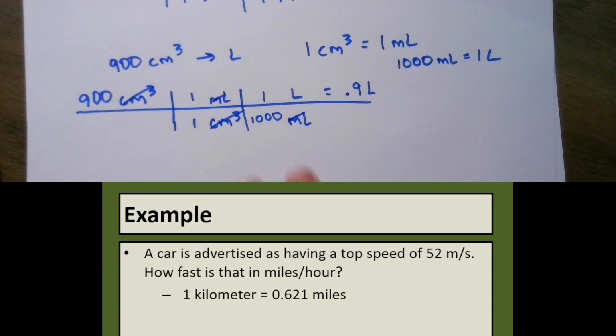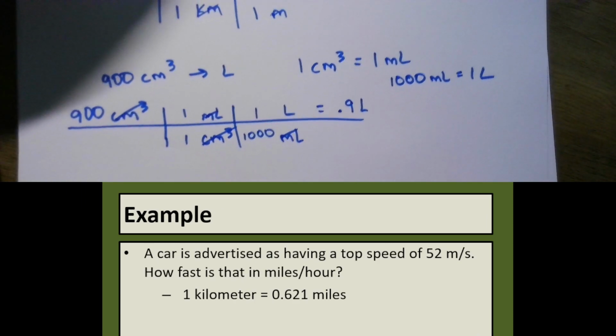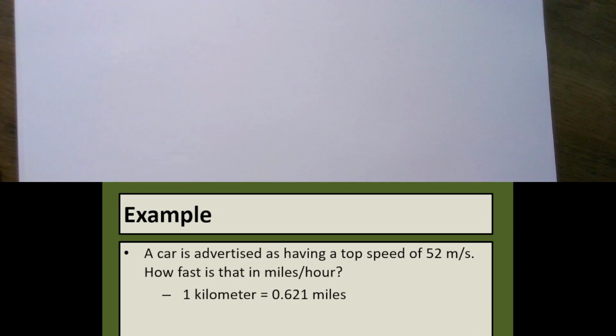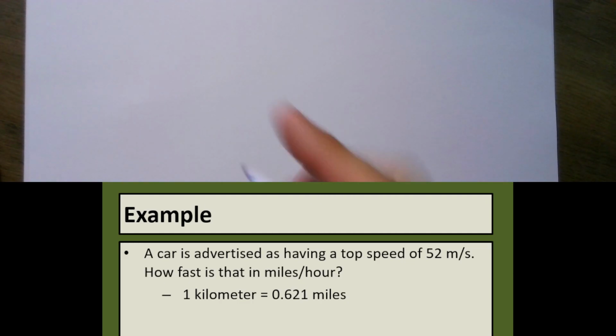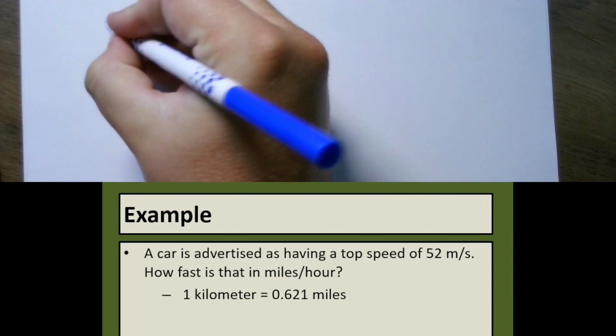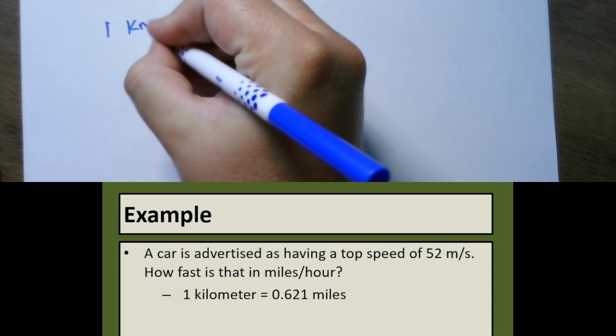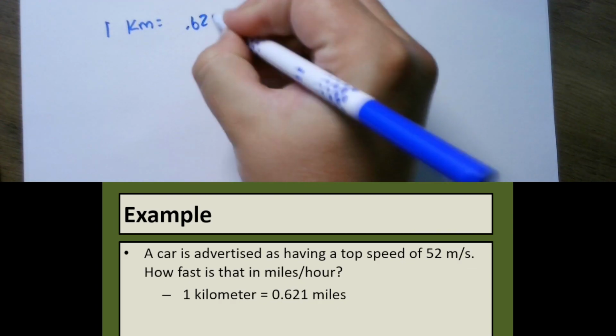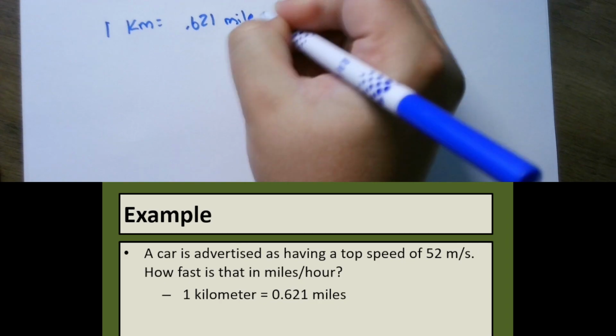Okay, one more example using some unit conversions here. A car is advertised as having a top speed of 52 meters per second. I don't really know how fast that is. I don't think of my life in meters per second. Seems like it'd be fast. Let's find out how fast it is in miles per hour. So it gave us a little bit of extra info here, which is useful because I wouldn't know that 1 kilometer equals 0.621 miles, but now I do.